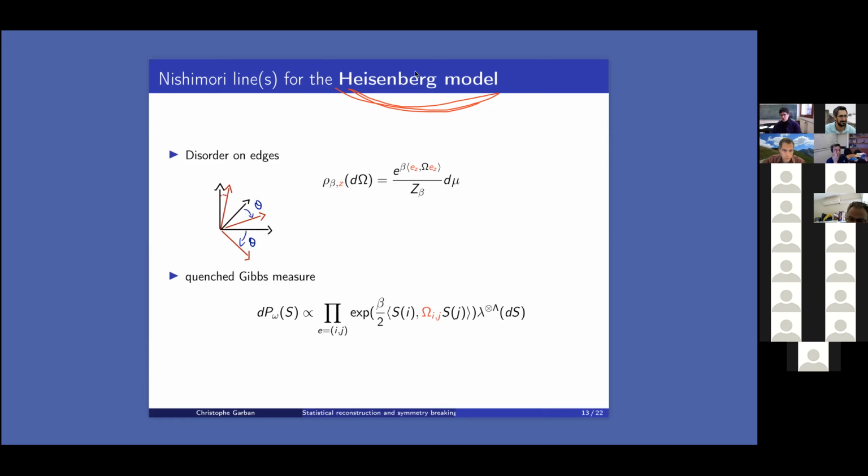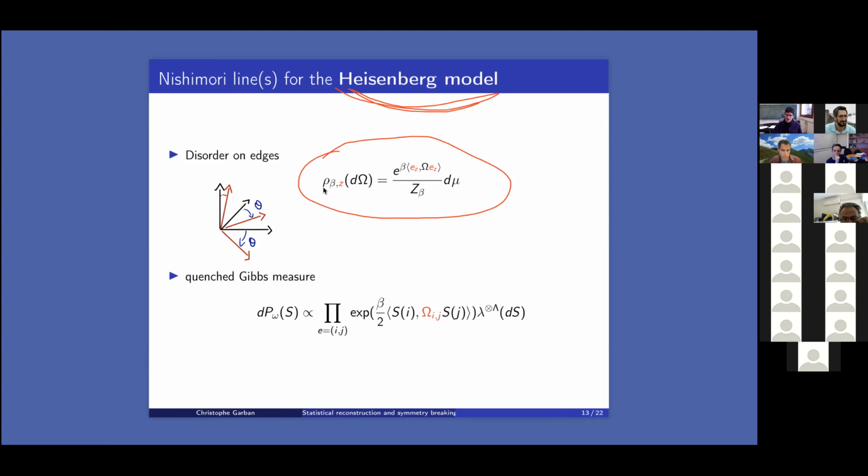And the reason is that the Heisenberg model lives on the sphere S2, and S2 is not a Lie group. And this group synchronization of Abbé et al. heavily relies on the fact we have group increments on edges. So if we want to get back to the classical spin O(n) model, where spins live in the unit sphere S^(n-1), we can still define Nishimori lines so that the argument flows.